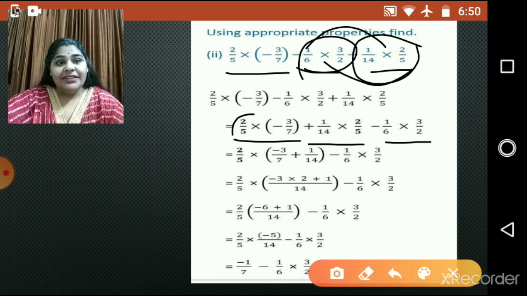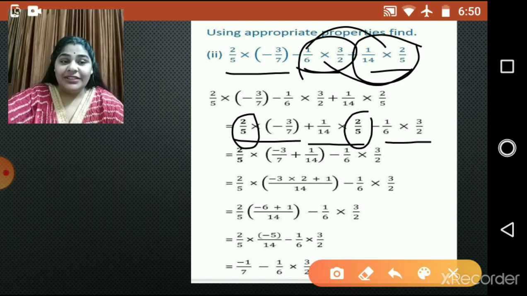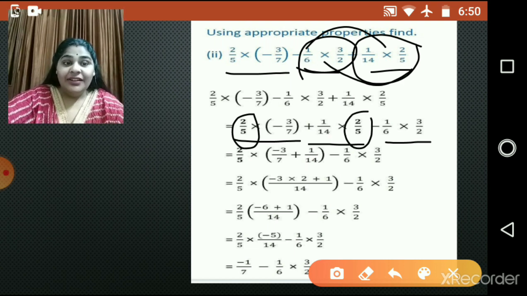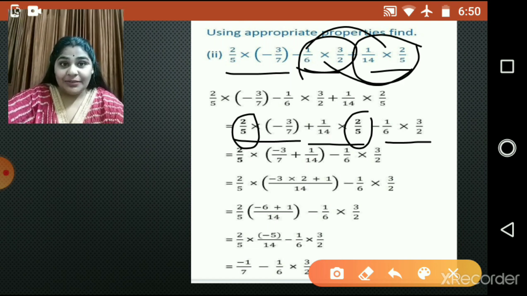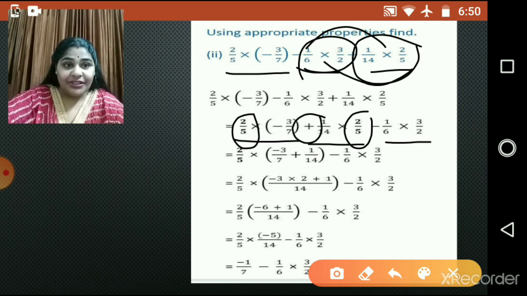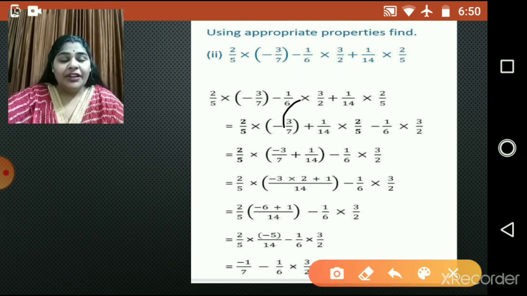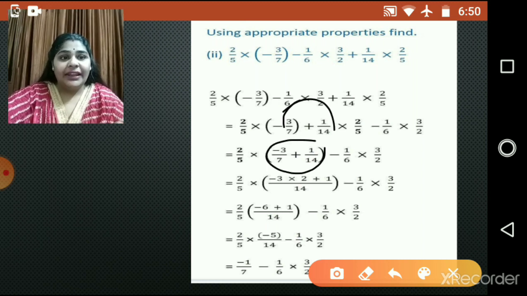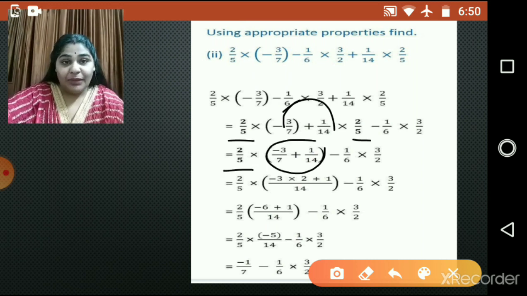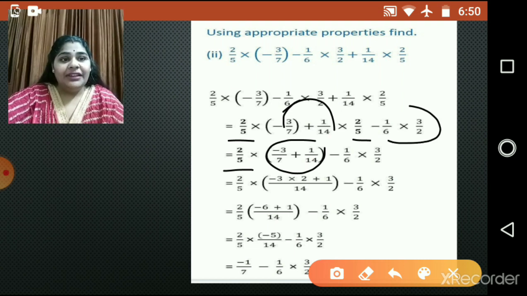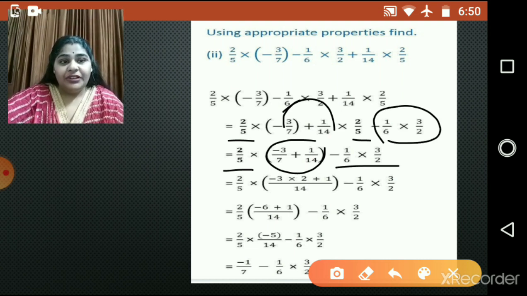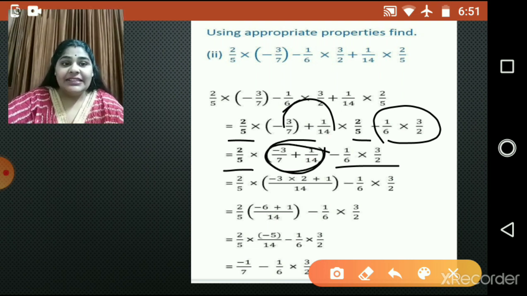Now I will take this 2 upon 5 as common from these two, so that we can use here the distributive property of rational numbers over what, children? Addition or subtraction. You can see here is addition, that's the reason it is distributive over addition. So this minus 3 upon 7 and 1 upon 14 will be added in the bracket and 2 upon 5 common outside multiplied to the bracket, and the remaining term as it is. Now again further solving this, how to take LCM you know very well now. Take the LCM, solve further.